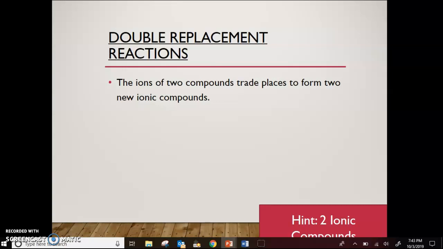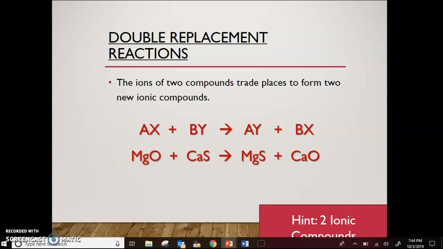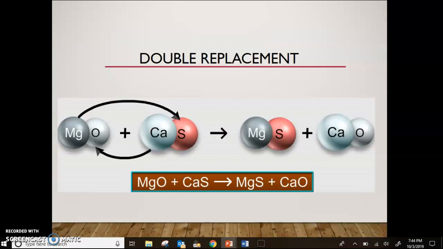You have a hint here that it's 2 ionic compounds, but it's actually kind of easy if you write it out in the format that I'm about to show you. You're really just going to trade ions to form 2 new ionic compounds. So this is the basic formula: AX plus BY yields AY plus BX. So we're going to either trade our cations or we're going to trade our anions. And here's an example. Magnesium oxide plus calcium sulfide yields magnesium sulfide plus calcium oxide. So in this case, I'm just switching my anions.